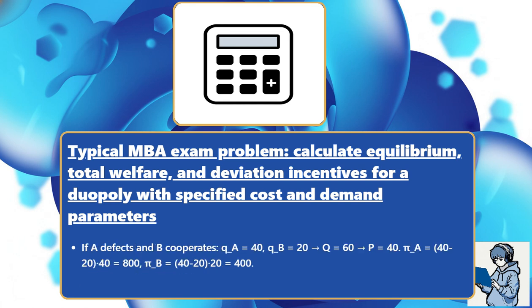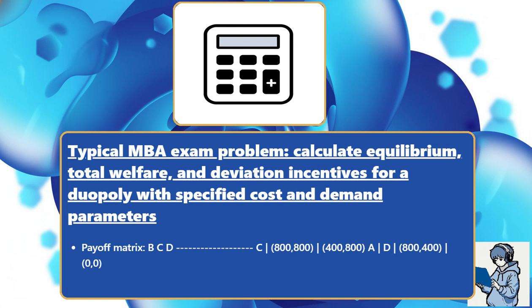If A defects and B cooperates, Q_A = 40, Q_B = 20 leads to Q = 60 leads to P = 40. π_A = (40 − 20) × 40 = 800. π_B = (40 − 20) × 20 = 400. If both defect, Q_A = Q_B = 40 leads to Q = 80 leads to P = 20. π_i = (20 − 20) × 40 = 0.